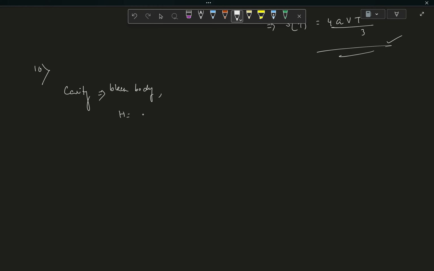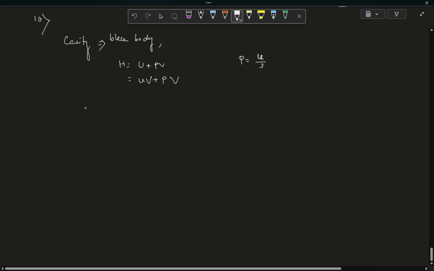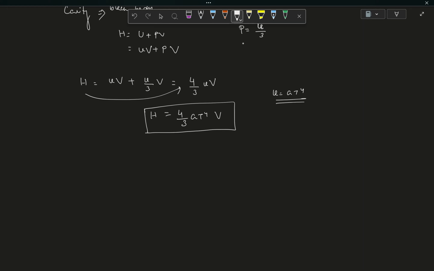And P is the pressure due to radiation, which is small u by 3, where small u is the energy density, right? So H is equal to u times V plus u by 3 times V. So this is 4/3 u times V, which is your enthalpy H. So enthalpy is 4/3 A T to the power 4 times V, right? Because you already know that your u is A T to the power 4. You have to use this and the expression of P. Else you know everything.